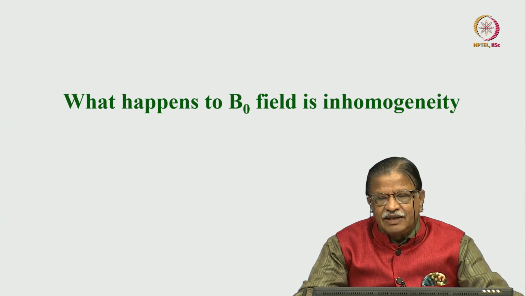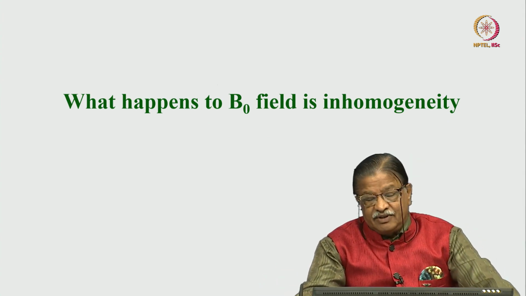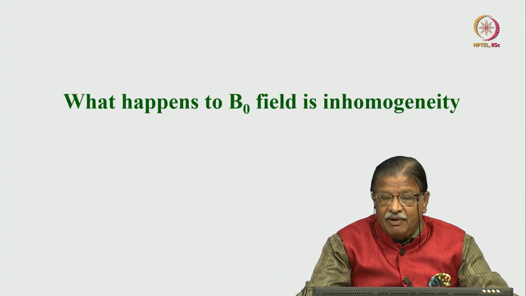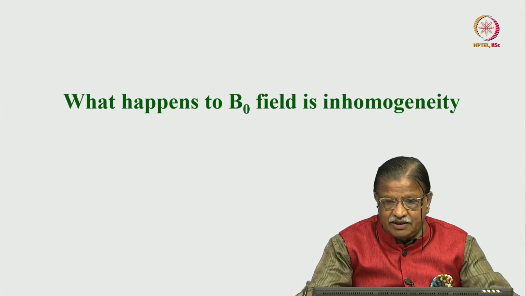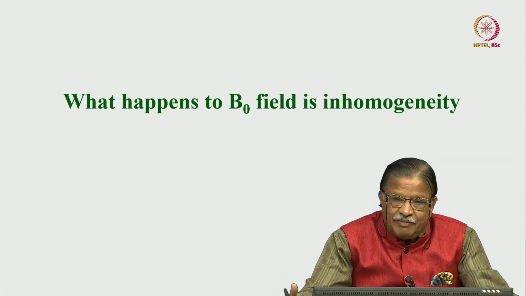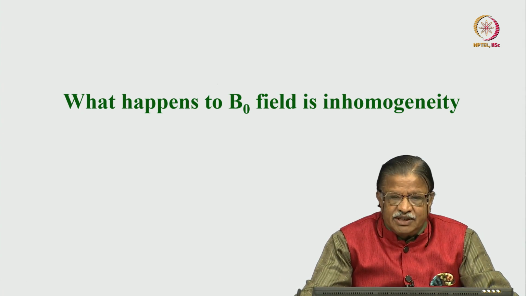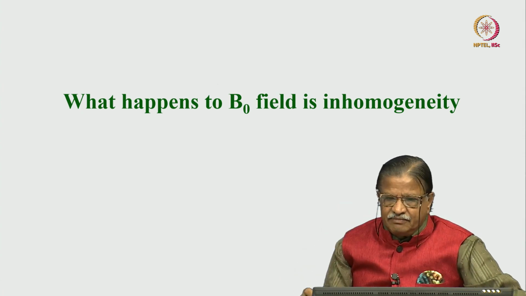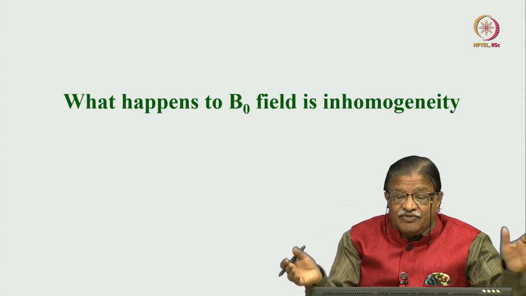What happens if the magnetic field is not homogeneous? All this was under the assumption that the magnetic field is perfectly homogeneous. But inherently there are inhomogeneities in the magnetic field. It need not be homogeneous. There will be gradients of the field. Spins experience different fields.